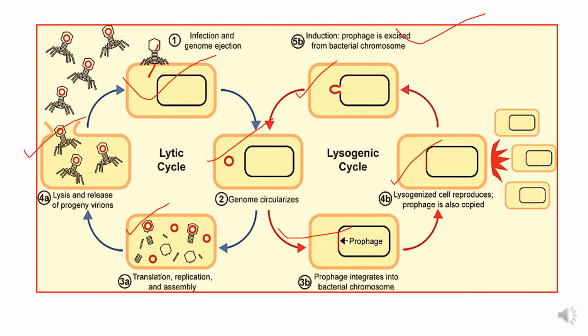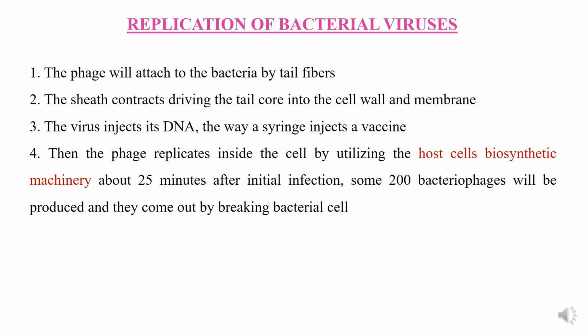Let us see what those different stages are. Let us see the replication of bacterial viruses. First, the phage attaches to the bacteria by its tail fibers. I will explain the bacteriophage structure and its different components in the upcoming class. Just today, remember these lytic and lysogenic cycles. So when the phage attaches to the bacteria by its tail fibers, what happens?